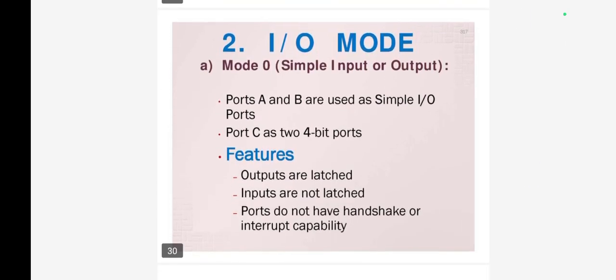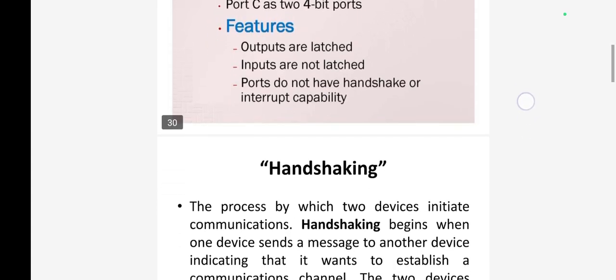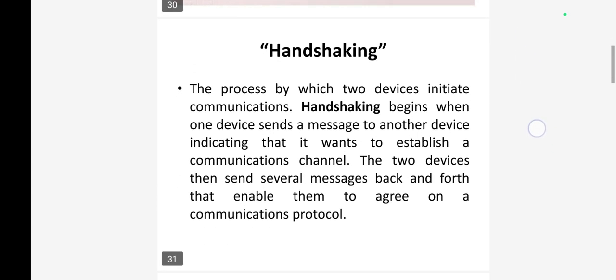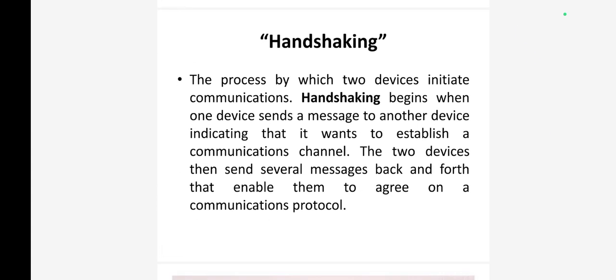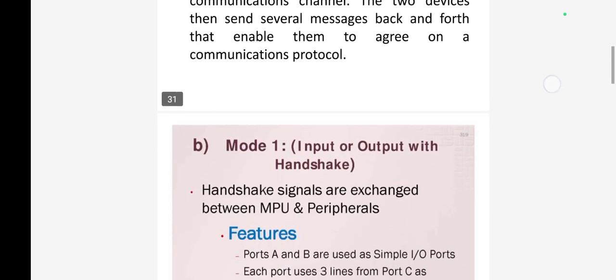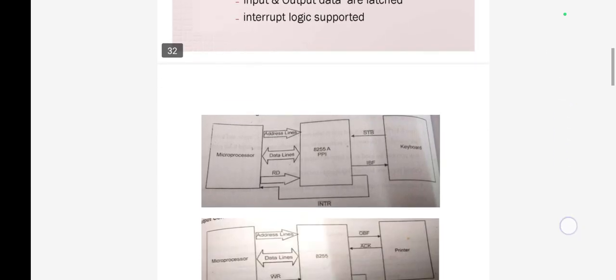In IO mode, as I already told, mode 0, mode 1, mode 2. And the important thing is handshaking, the process by which two devices initiate communications. Handshaking begins when one device sends a message to another device indicating that it wants to establish a communication channel. The two devices then send several messages back and forth that enable them to agree on a communications protocol. That is a mode 1 operation.